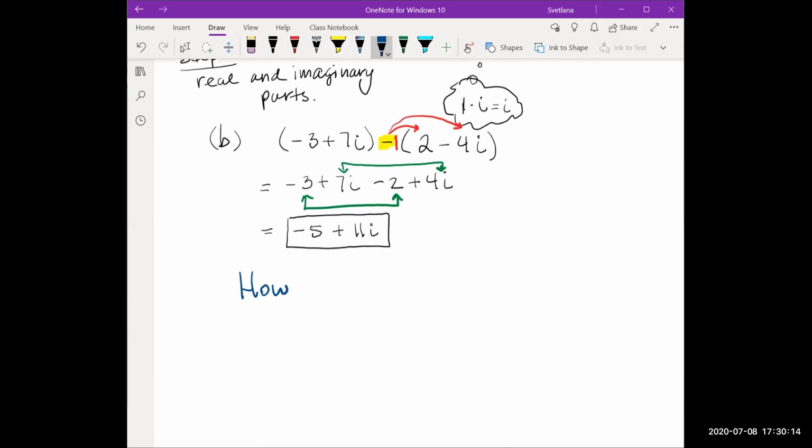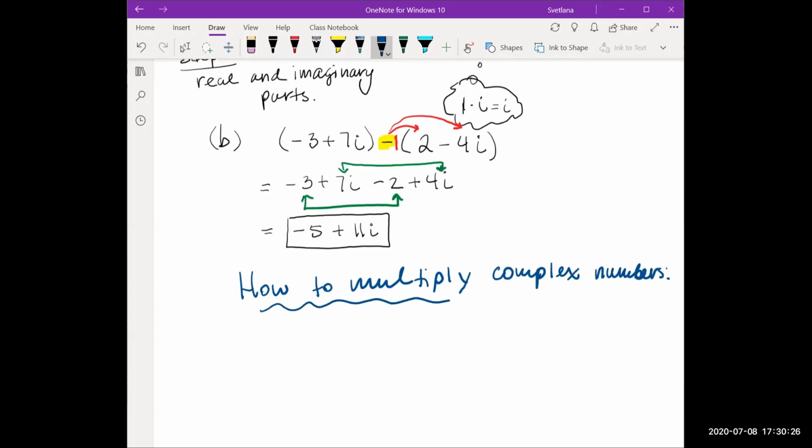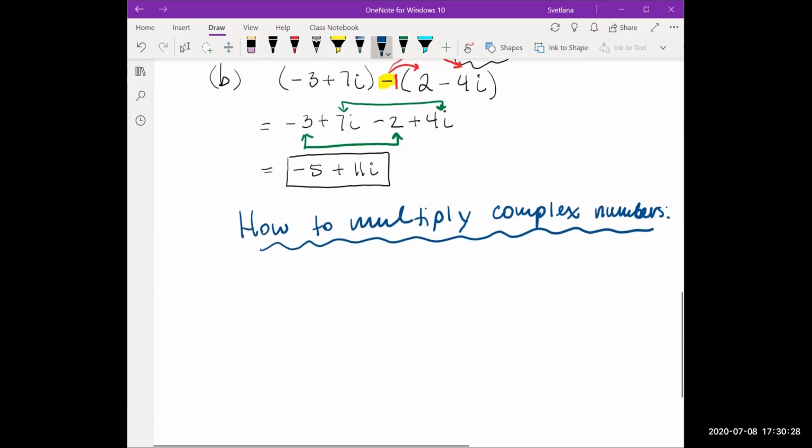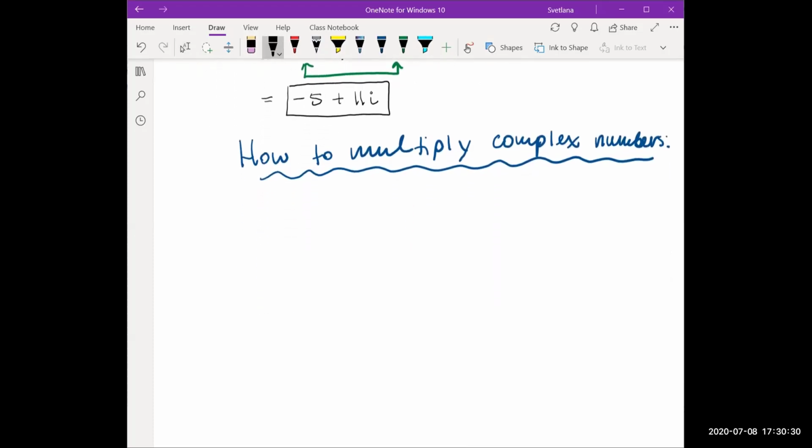So how to multiply complex numbers. Let's do a few examples.